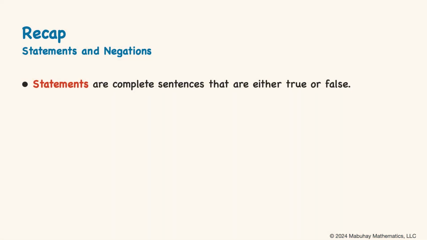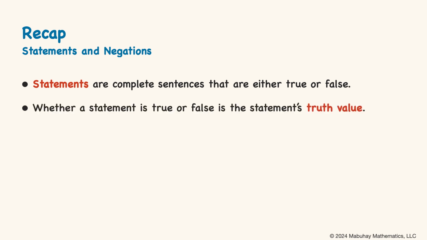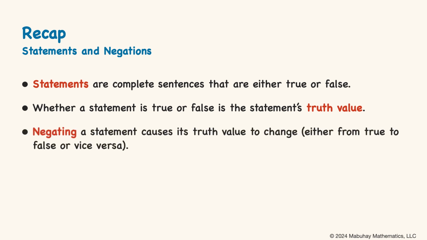Okay, so let's recap. Statements are complete sentences that are either true or false, objectively true or false. Whether a statement is true or false is what we call the statement's truth value. And finally, negating a statement causes its truth value to change, either from true to false or false to true.